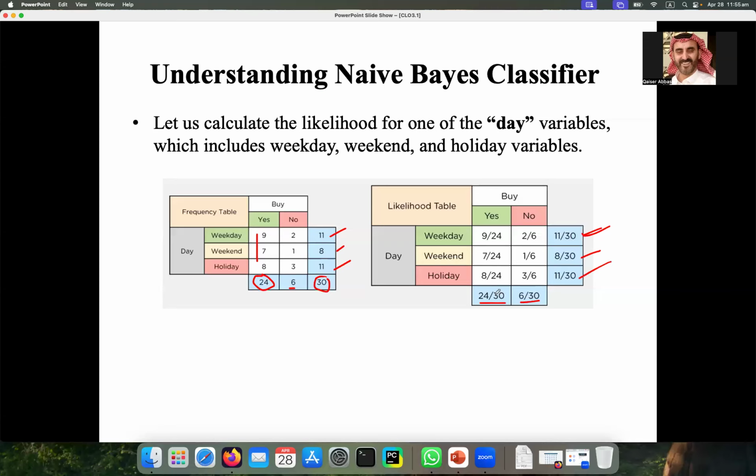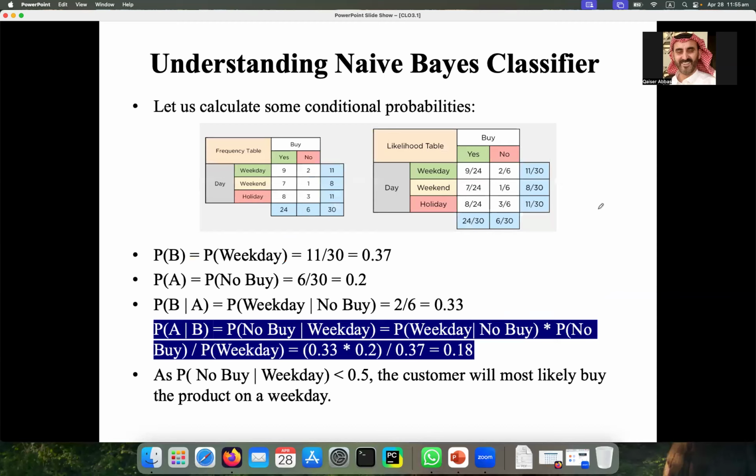And for this 24, when buy is yes on any day, what is the probability? This. When buy is no on any day, what is the probability? This. This is the theoretical meaning of these sentences. But in steps, you have calculated the frequency first. From that frequency, this is how you can calculate the likelihood. Likelihood is the simple probability.